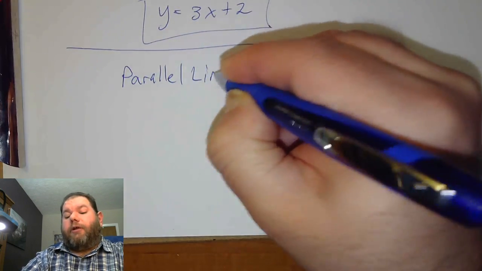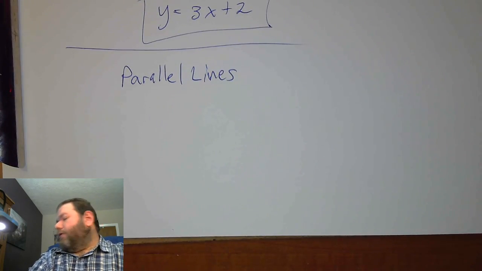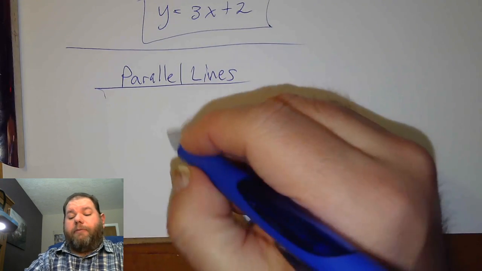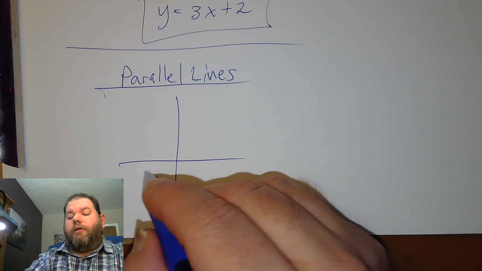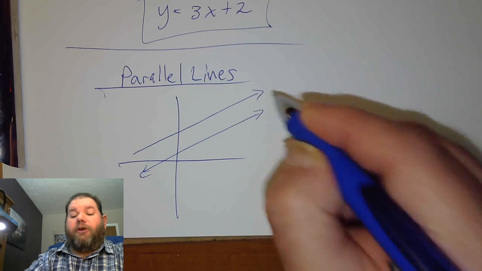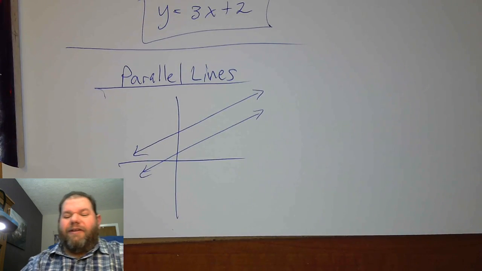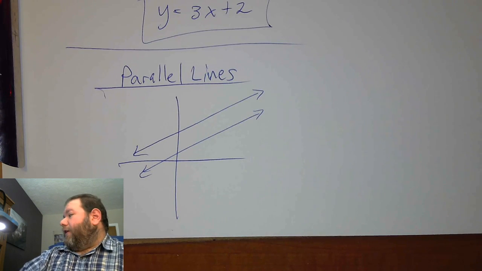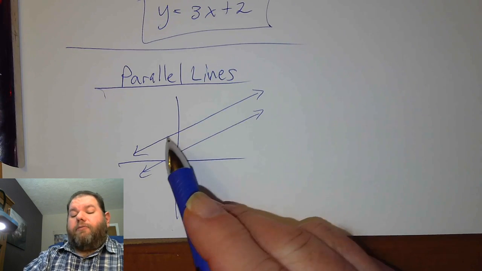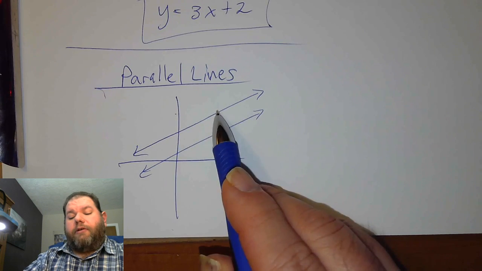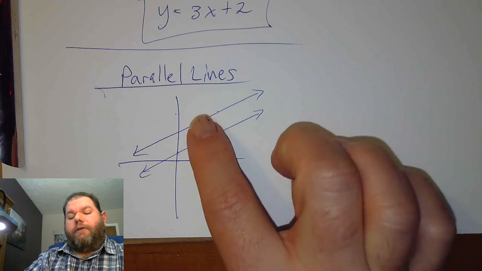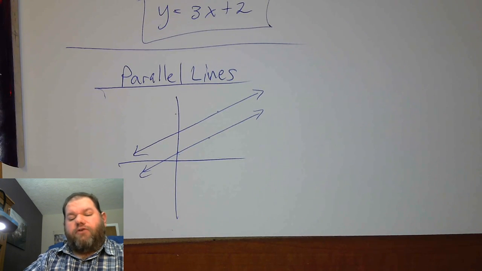Next, let's talk about parallel lines. First thing is we need to figure out what we mean by saying that lines are parallel. The geometric definition of a parallel line, or a pair of parallel lines, is that these are two lines that never intersect. So we look at the slope of these two lines. Remember, the slope is rise over run. What would you think is true about the slopes of these two lines? Just by looking at the picture.